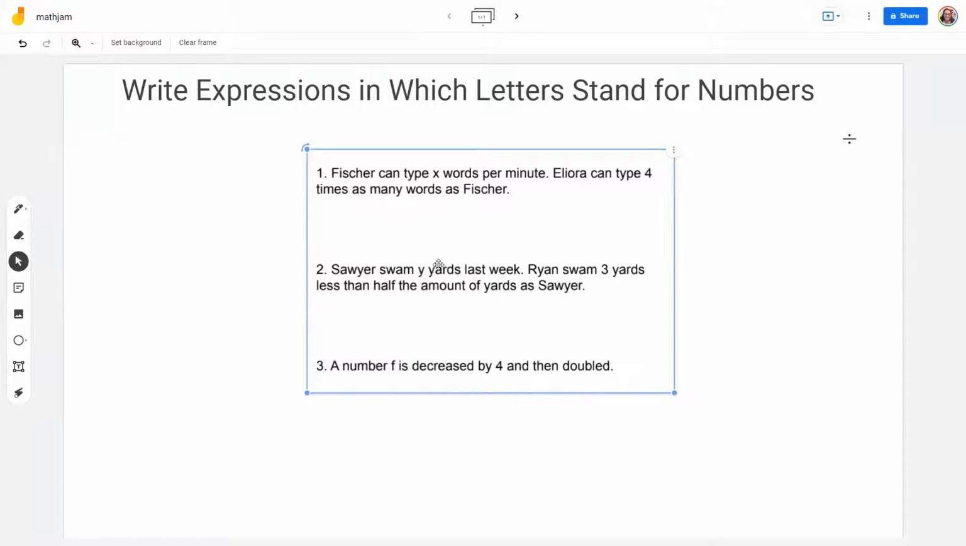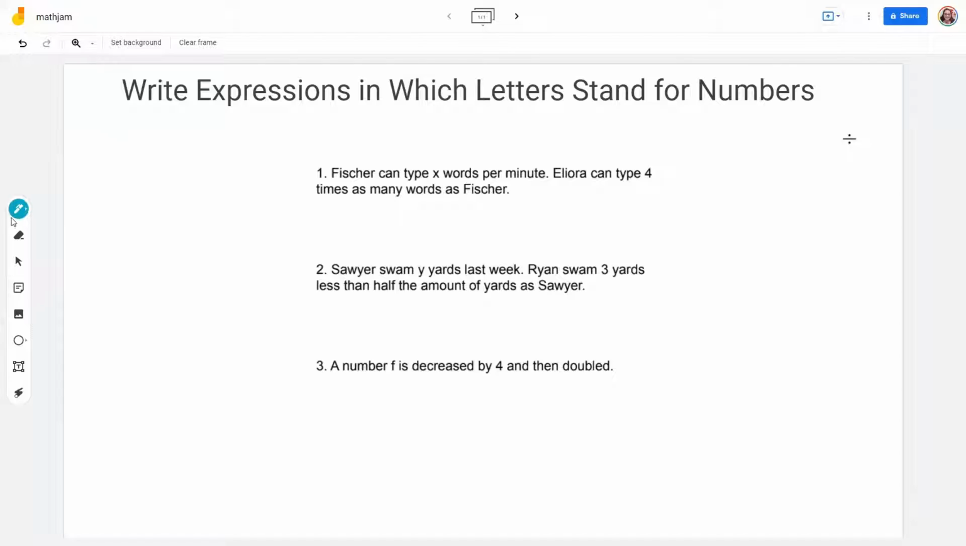Okay, so question 1 says, Fisher can type X words per minute. Eliora can type 4 times as many words as Fisher. Well, let's figure out how we can write that out as an expression. The first thing I like to do anytime I see a problem like this is underline all of the important information so we remember to include it.